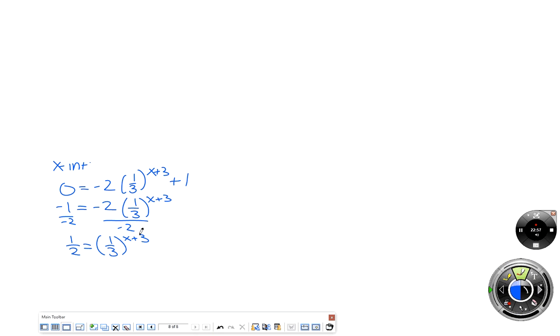So 1/2 is a power of 2. 1/3 is a power of 3. But you can't rewrite them as powers of anything else that's like a nice whole number like that. So we're stuck. So we're going to write it again in log form. Okay? So log, which piece of this equation is the base? 1/3. And then one of the other pieces is going to go here, and one's going to go on the other side. And remember, the answer to a logarithm is equal to the exponent. So the exponent should go on the other side. What's our exponent? X plus 3.